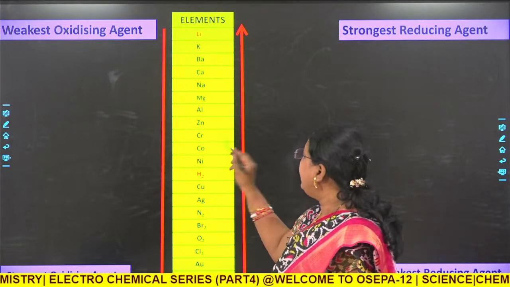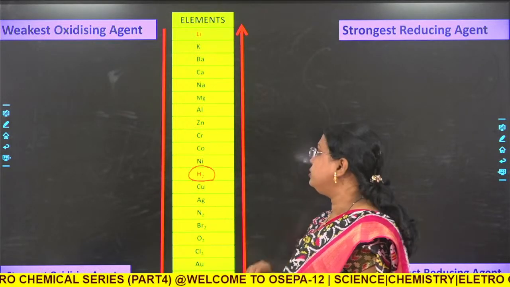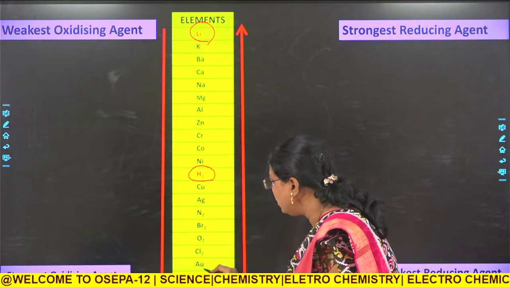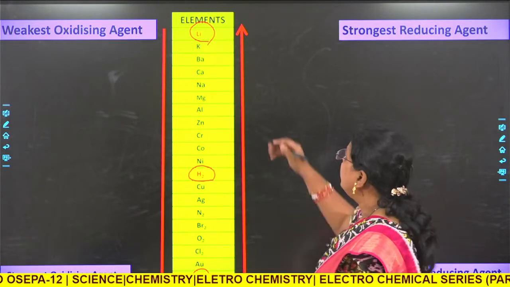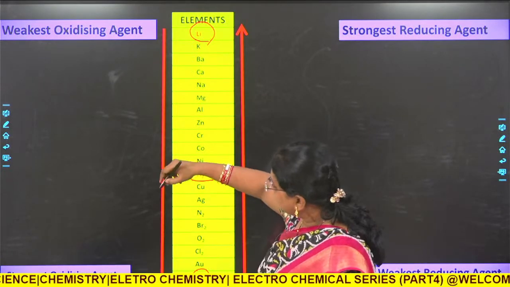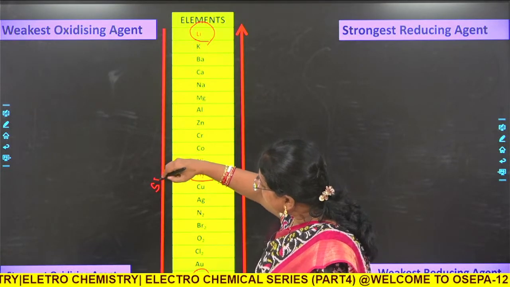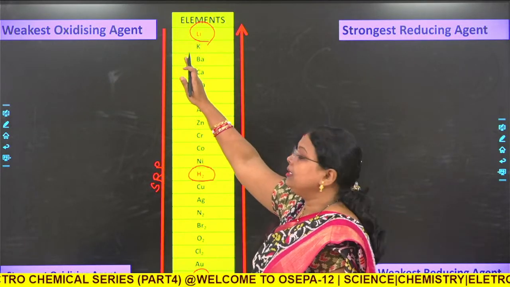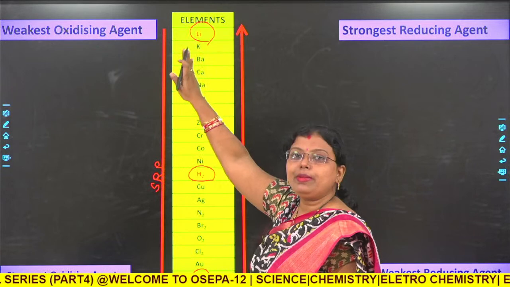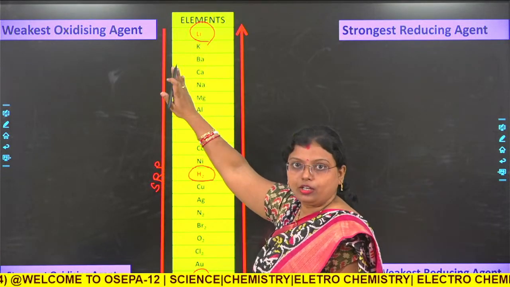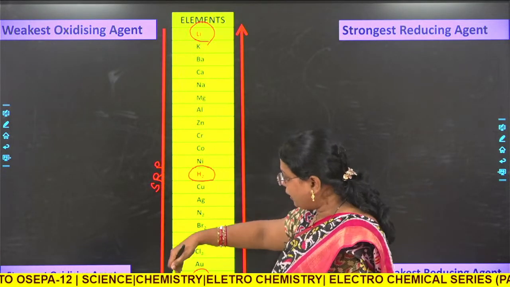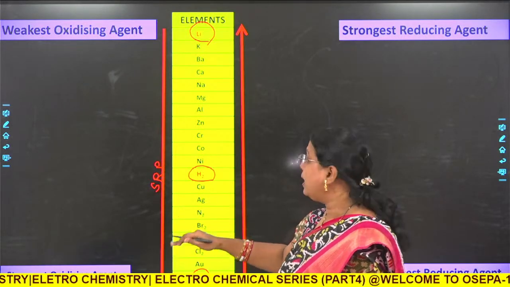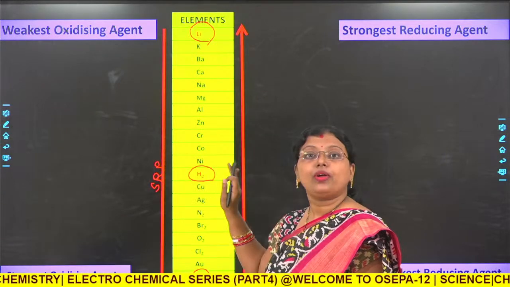Okay, and in the middle there lies your hydrogen. At the top there lies your lithium. At the bottom there lies your fluorine. So this is the increasing order of the standard reduction potential. That means at the top the elements have low standard reduction potential values. At the bottom they have high values of standard reduction potential, and in the middle there lies your hydrogen.